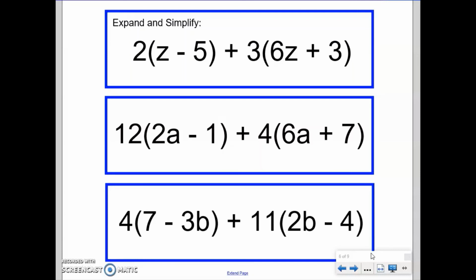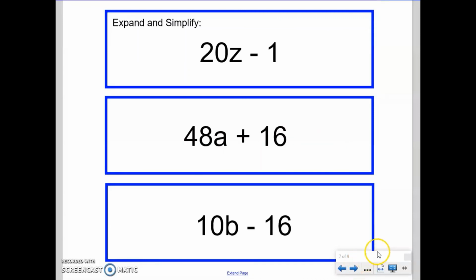Okay, welcome back to the video. I'll just go ahead and put my answers on the screen. Take a little bit of time to mark and assess your work. Your answers, once expanded and then you've collected the like terms, should look like my answers on the screen now. Very well done if you got all 3 correct.